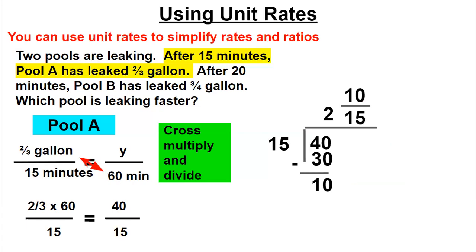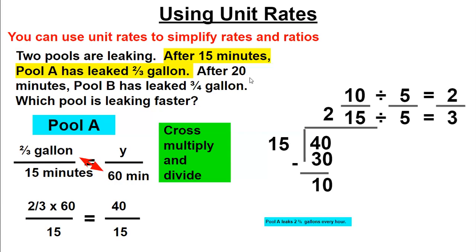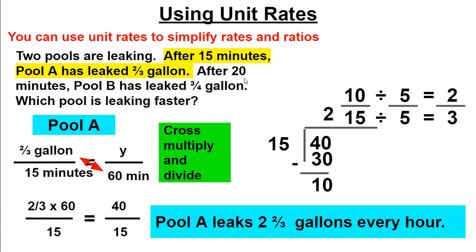2 and 10/15. Divide the 10/15 by 5 to reduce it, and I get 2/3. So 2 and 2/3. So pool A leaks 2 and 2/3 gallons every 1 hour, or every 60 minutes. That is our unit rate for pool A. Okay, pool B, same deal.